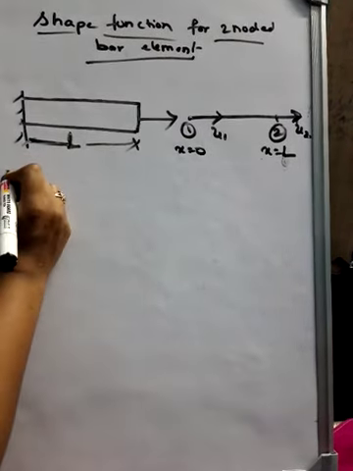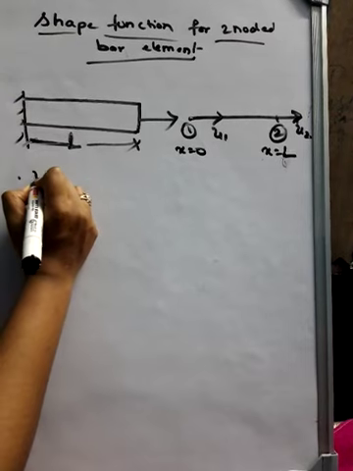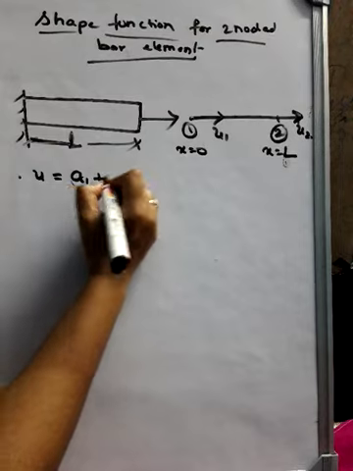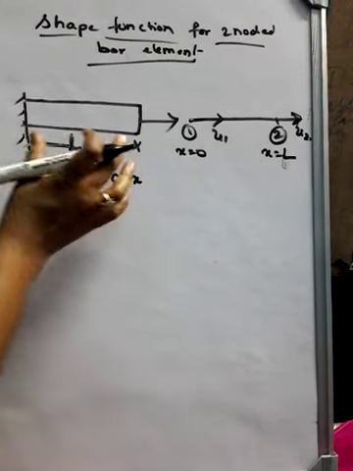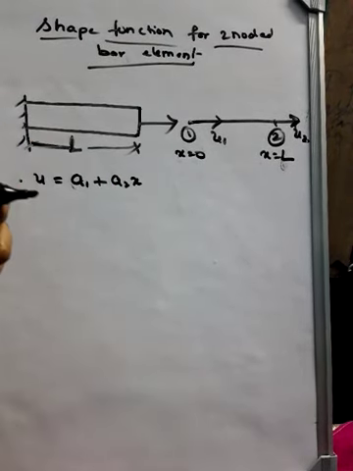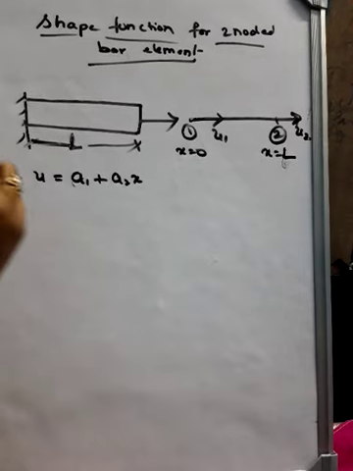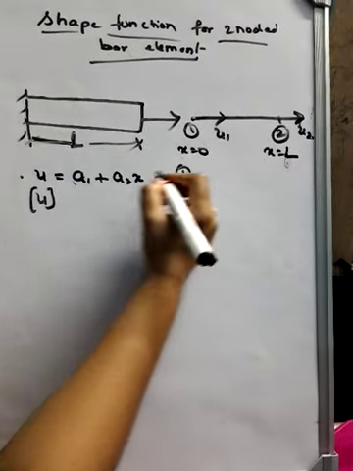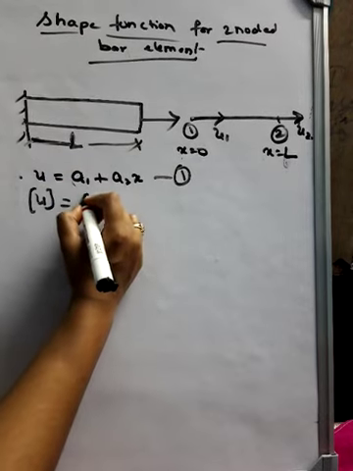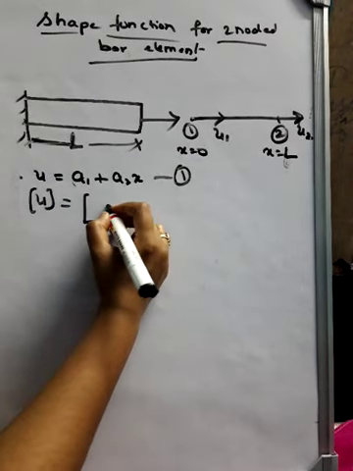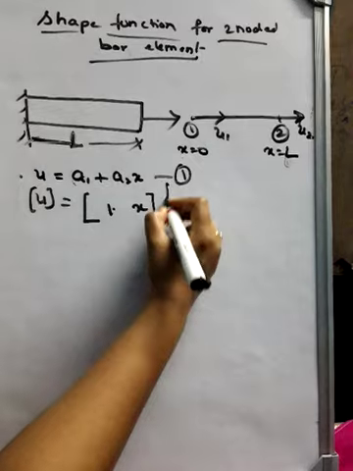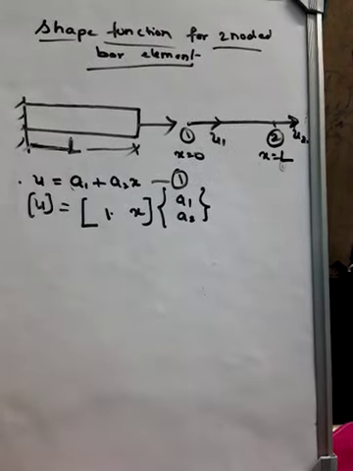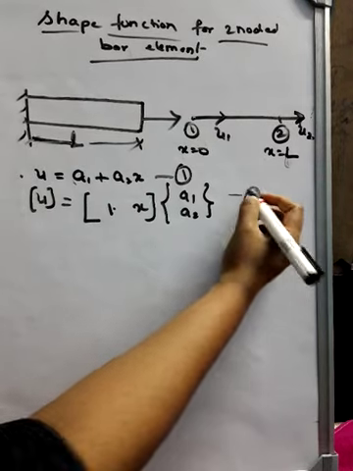Now the displacement model for a two noded bar element is u is equal to a1 plus a2 into x, because we have only two nodes, so we will be getting only two generalized coordinates here. And this equation I will call equation 1. This equation I will write in the matrix form. Okay, so this is how you write it in the matrix form. This I will call the second equation.